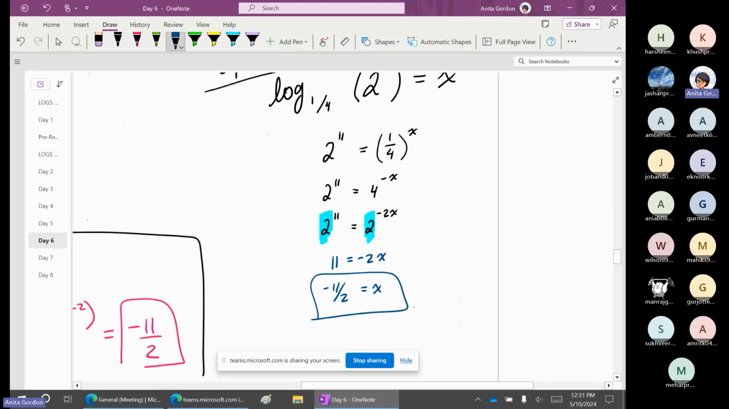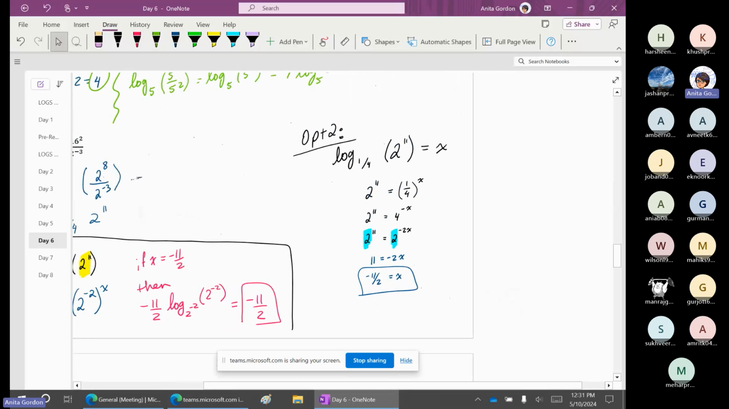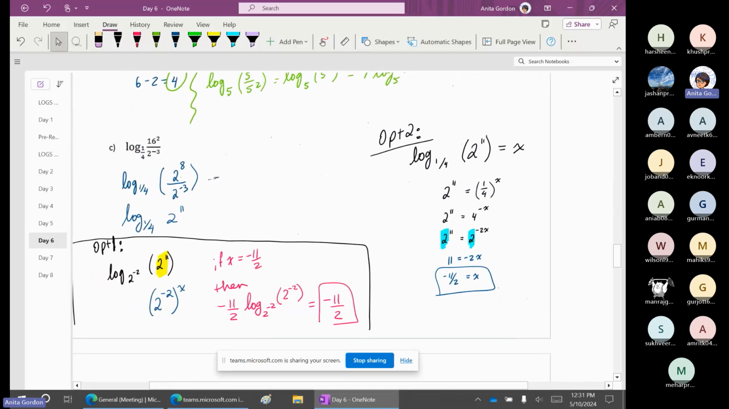So all of this is about trickery, smoke and mirrors. Okay? As long as you're doing sensible steps, right? You want to make sure that you're trying to get things into the same base as much as possible. So you can either do it this way or that way, whichever way is fine with me. Just show your work.